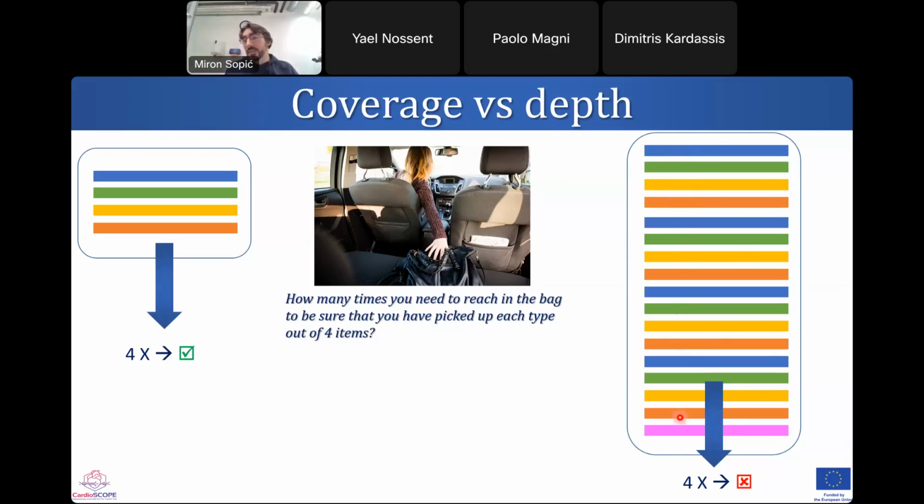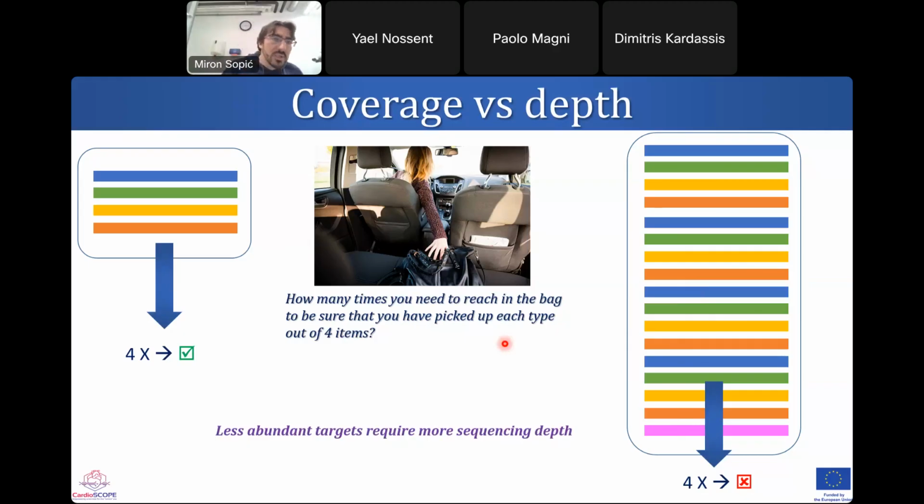Because statistically, you are not targeting anything. You are just picking things from the bag. So it takes quite a lot of attempts to pick up the pink one. And this is actually the same with RNA sequencing. So the take-home message from this is, if you have less abundant targets, then you need to sequence deep, or you need to increase the depth of sequencing.